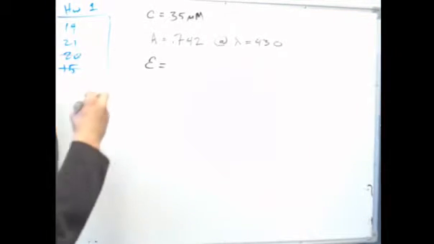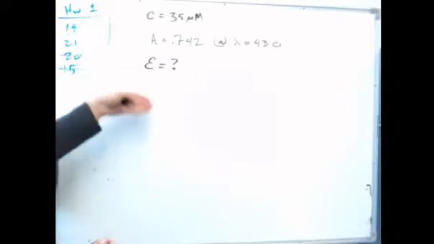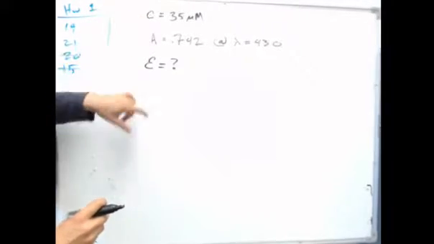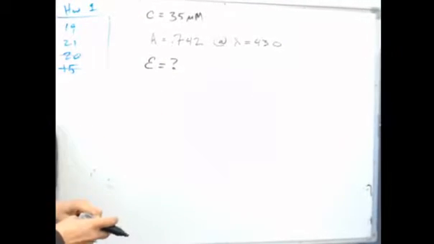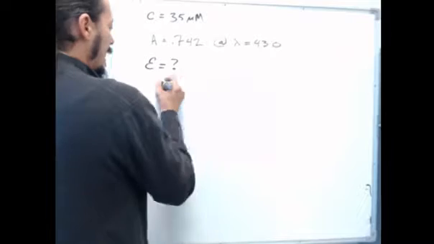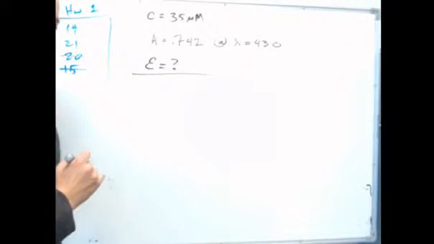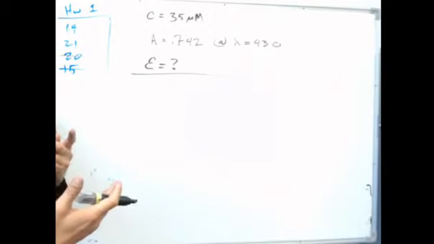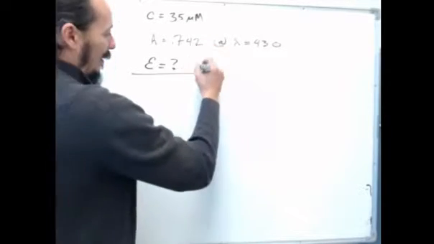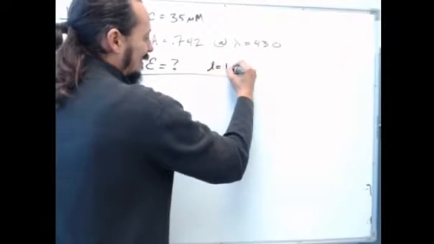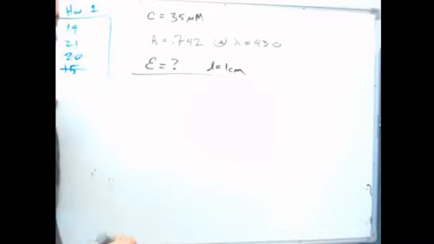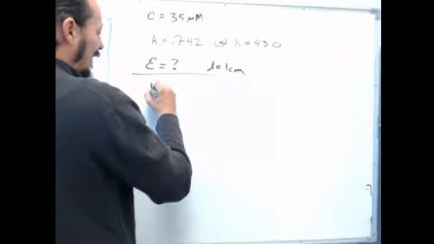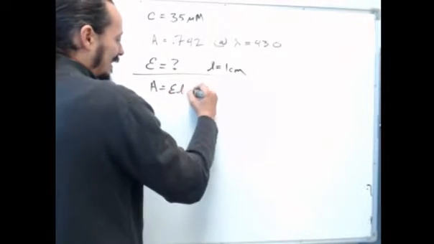Okay, so we want to find epsilon. Notice I'm breaking down the question, writing down the technical information, and writing down the thing that we need to find. The implied information, the implicit information, this is all explicit. The path length is 1 centimeter. And the other thing that's implied? Beer's law, A equals epsilon L C.